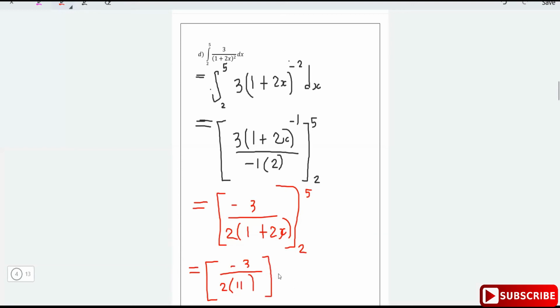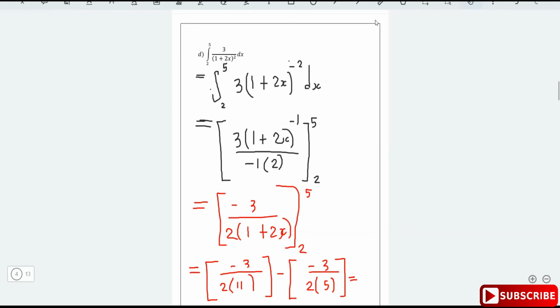That's when we input the 5, minus input the 2, we're going to get minus 3 over 2 times, in bracket, putting in the 2, 2 times 2 is 4, plus 1 is 5, so that's 5. That's what you get. Nice and easy. So let's work that out now.